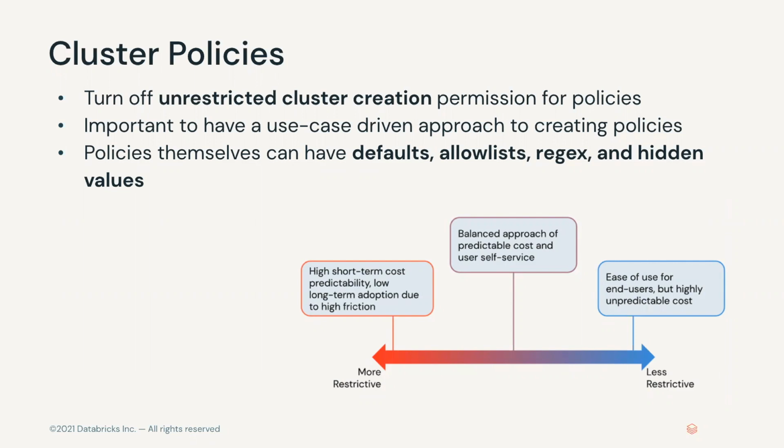And the reason why this is important is, once you want to control costs, you want to restrict the amount of compute that users can create. The only way you can start doing that is if you uncheck the checkbox that says unrestricted cluster creation, because otherwise anyone in an organization has access to create any compute, if they have access to create a cluster themselves.